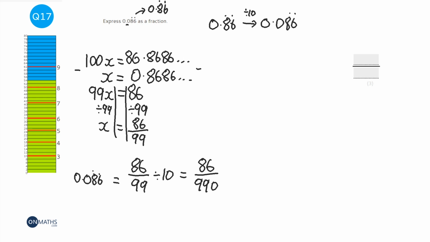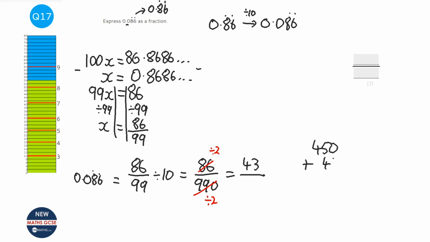Okay, so we can cancel at this point. If you have a look, we can divide top and bottom by 2. So I can show that I'm dividing by 2, so we're keeping the fraction the same. So that would be 43 over, and half of 900 is 450, half of 90 is 45, so it'd be 450 plus 45. And you don't need to show this working out, but I'm doing it just to show you. So it'd be 495.